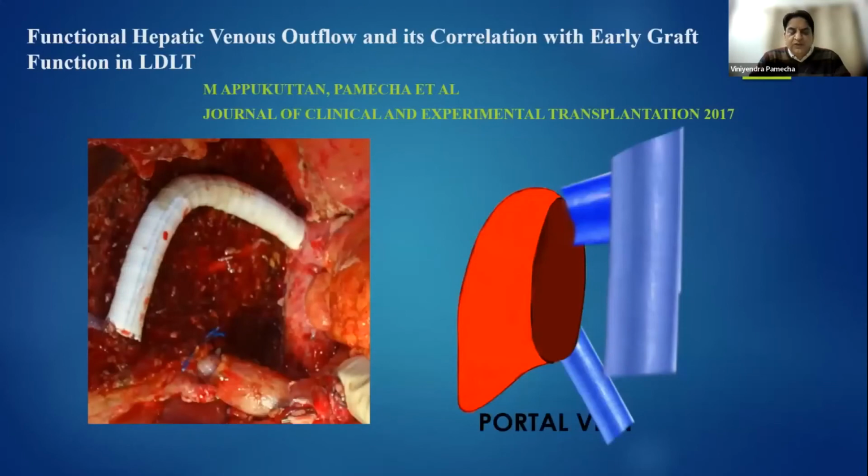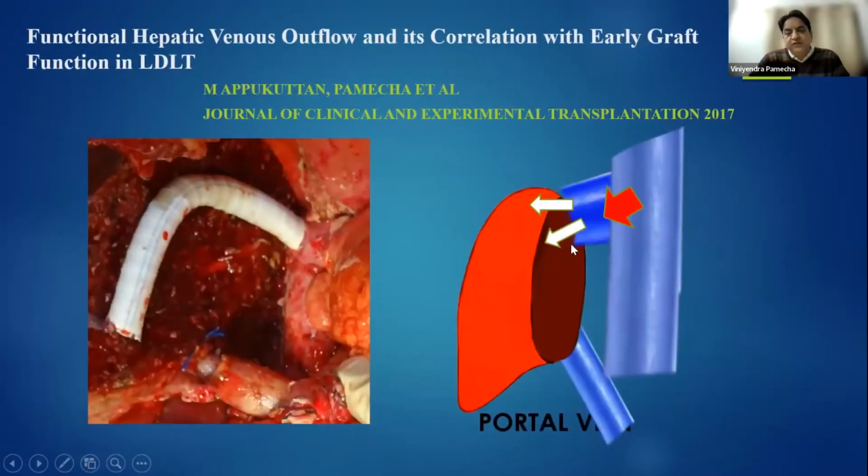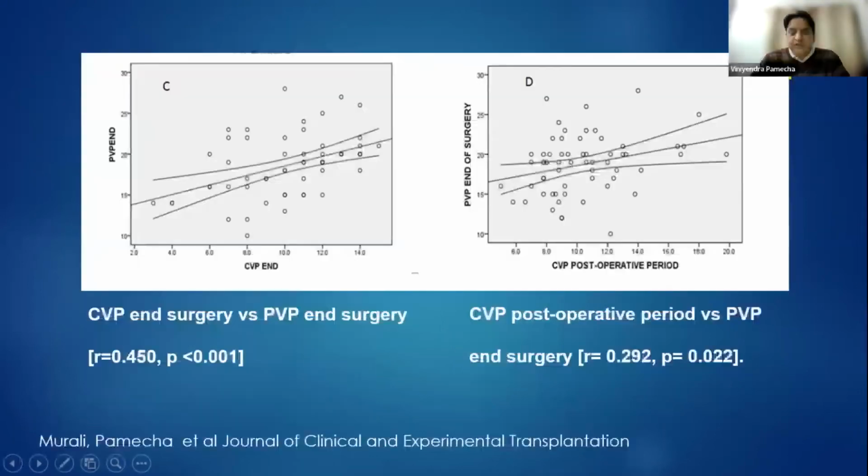Again, coming to fluid management, in a small graft, if you're not looking after your patient in the ICU properly, it can actually become small for size syndrome. If you've got an overloaded patient with a high CVP, that will reflect as functional congestion, and it will reflect on your portal flow as well. And this we have shown, that the CVP actually correlates with portal vein pressures.